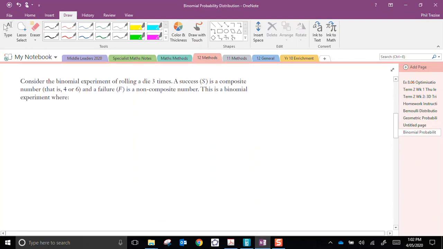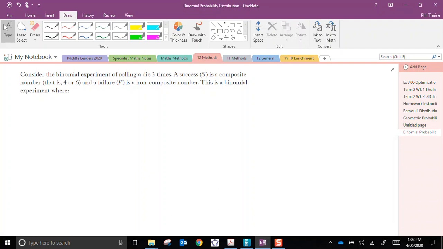Now then, let's take a look at a little bit more detail about how we apply these ideas. So here's a typical binomial experiment. We're rolling the die 3 times. Success is rolling a composite number, either a 4 or a 6. Fail would be not getting that. So a 1, a 2, a 3, or a 5.